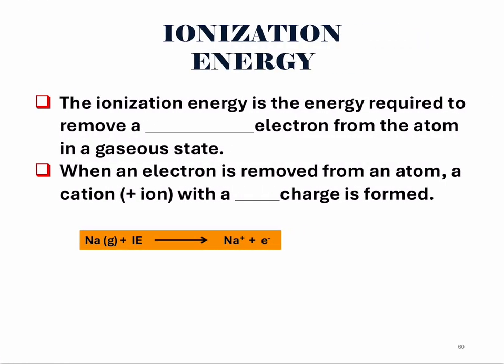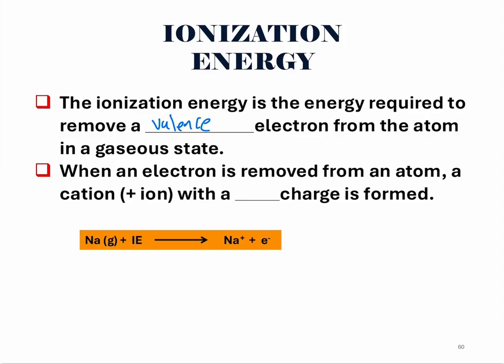The next one we have is ionization energy. This is the energy required to remove an outer or valence electron from the atom in a gaseous state. Gaseous state, you don't really have to worry about that much. The reason is just because these things are measured in the gas phase.